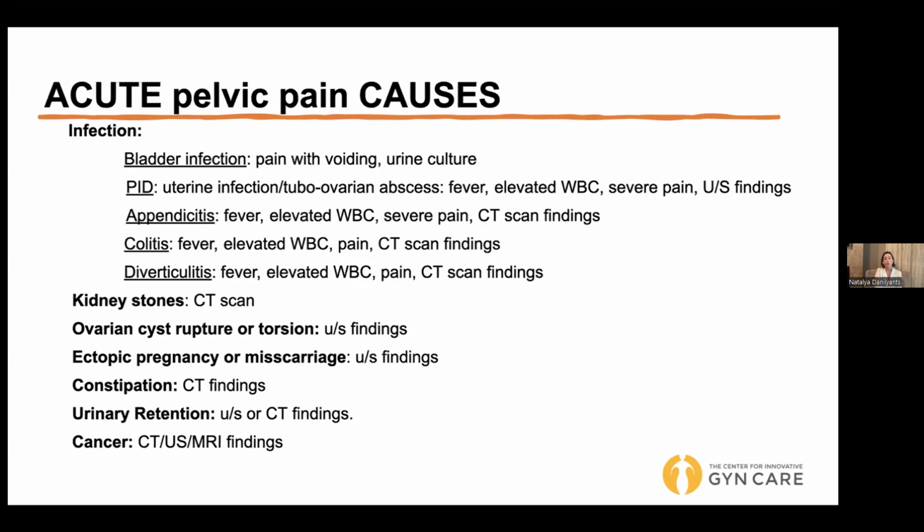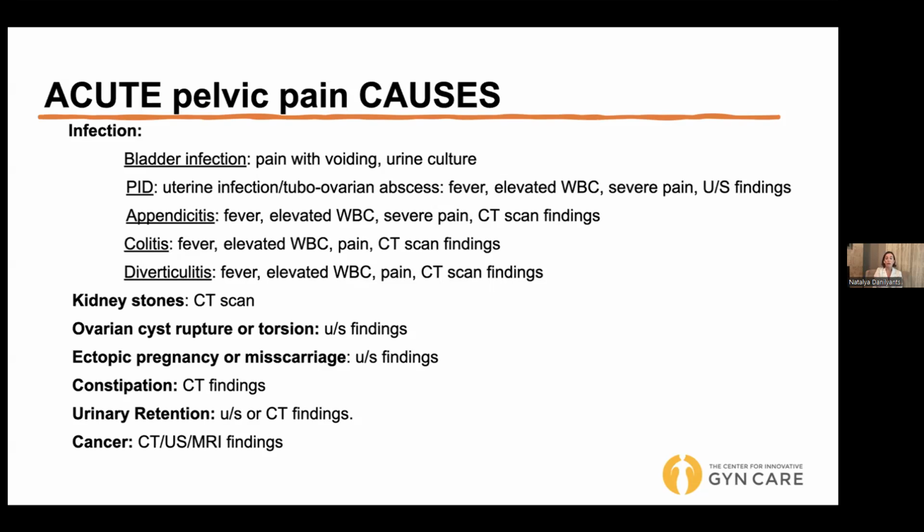Ovarian cyst rupture or torsion. Rupture is a rupture of the ovarian cyst. Torsion is when the ovary and the cyst twist and cut off the blood supply. That can be found on ultrasound findings. Ectopic pregnancy or miscarriage, also on ultrasound, and obviously a positive pregnancy test.